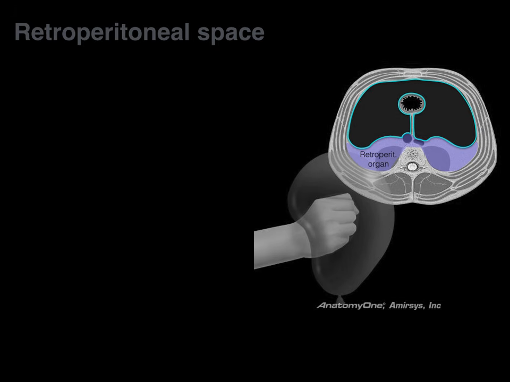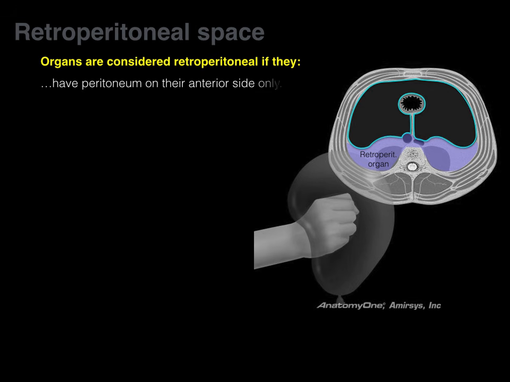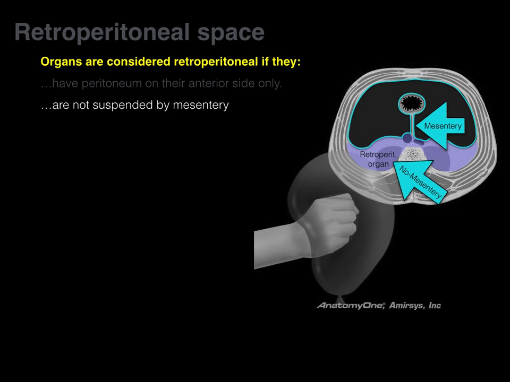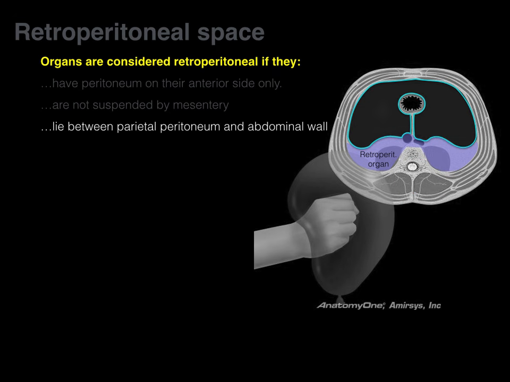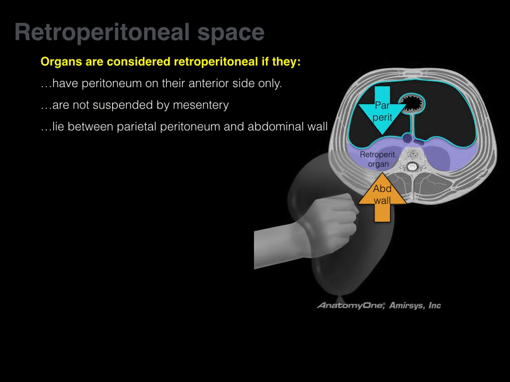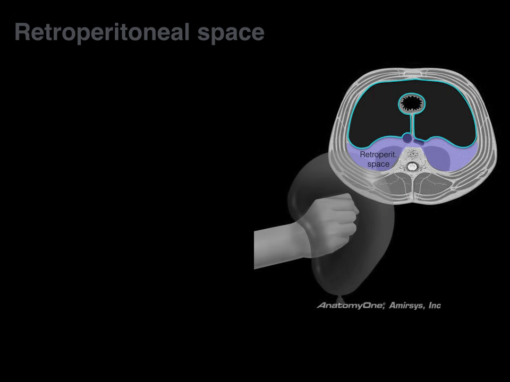Hold that thought. And so organs are considered retroperitoneal if they have peritoneum on their anterior side only, like that. Organs are considered retroperitoneal if they are not suspended by mesentery. There's the mesentery, no mesentery. Organs are considered retroperitoneal if they lie between the parietal peritoneum and abdominal wall. Those are the characteristics that decide if an organ is retroperitoneal or not.